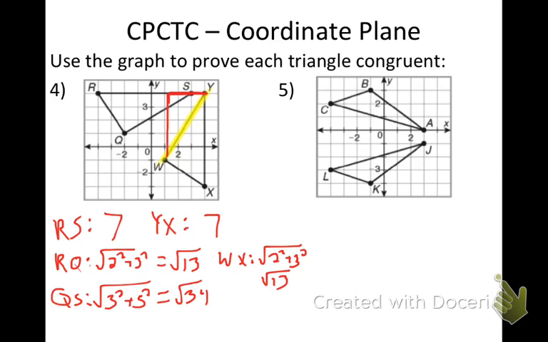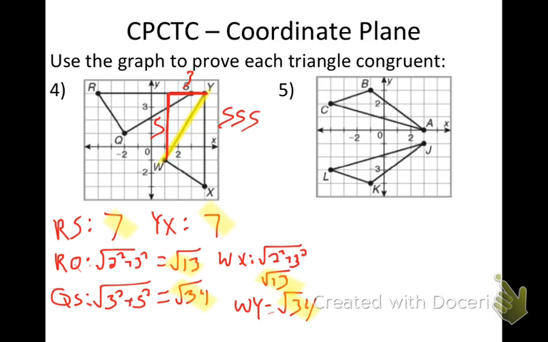So I find my length here, 3 and 5. Guess what that's going to be? Square root of 34. I have 7, 7, square root of 13, square root of 13, square root of 34, square root of 34. They are the exact same. So what triangle shortcut would show that the 2 triangles are congruent? What did I find? I found all the sides, right? So it'd be side, side, side right there, because I'm finding all the side lengths.